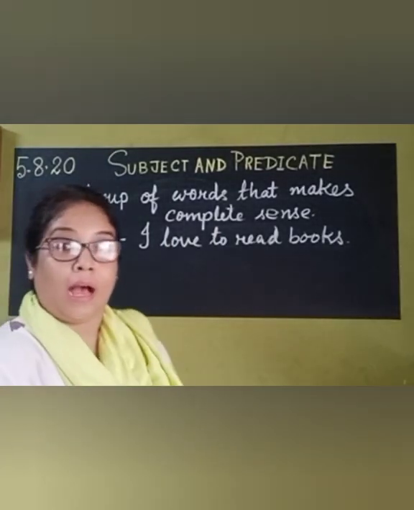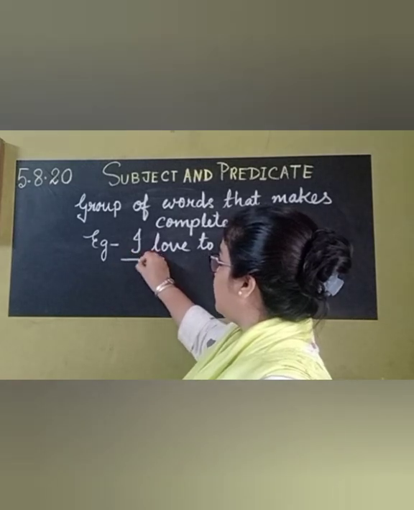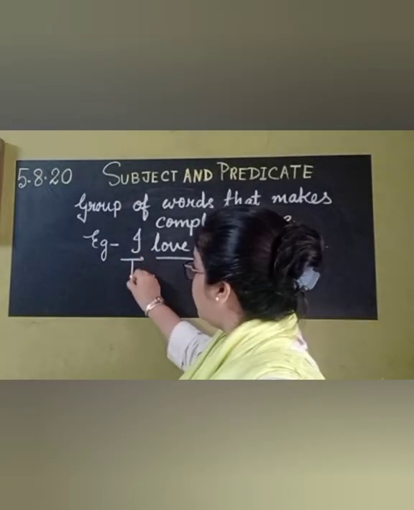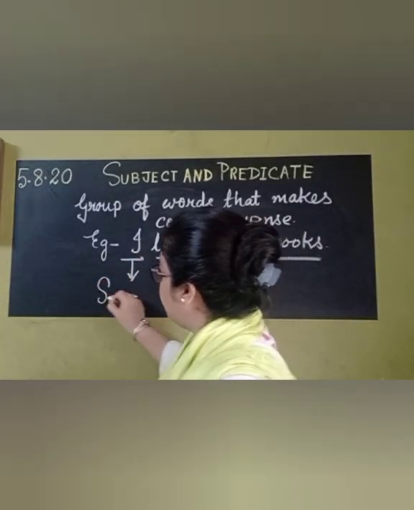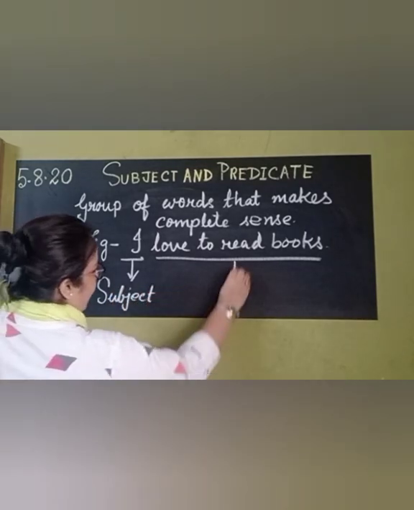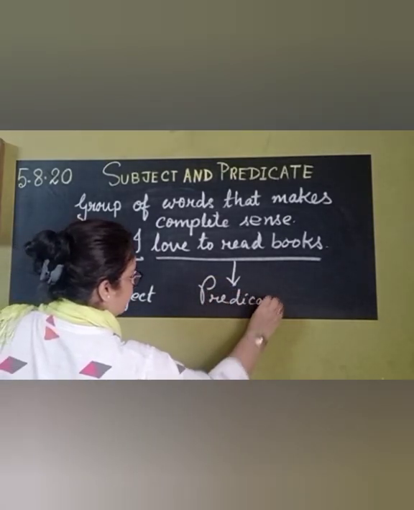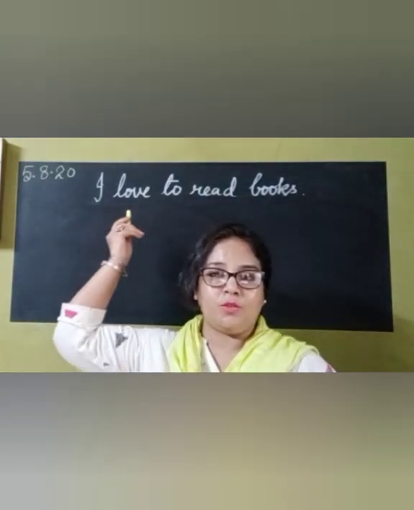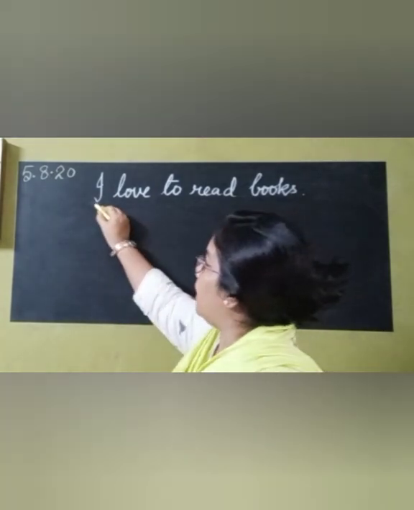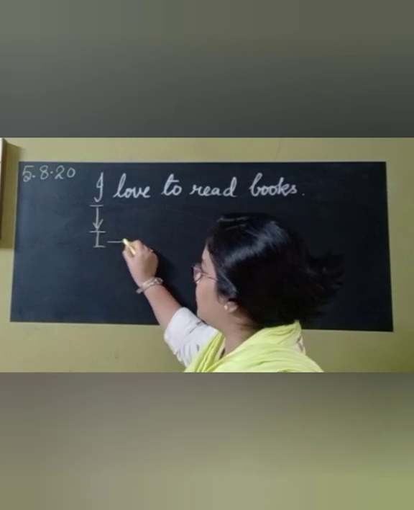Now children, a sentence can be divided into 2 parts. First part and the second part. The first part is the subject and the second part is the predicate. Can you tell me what is this sentence about? This sentence tells us about I. I is the first part of the sentence.